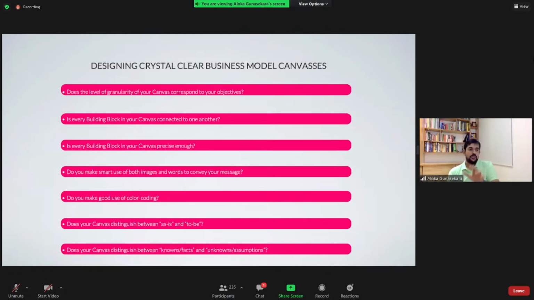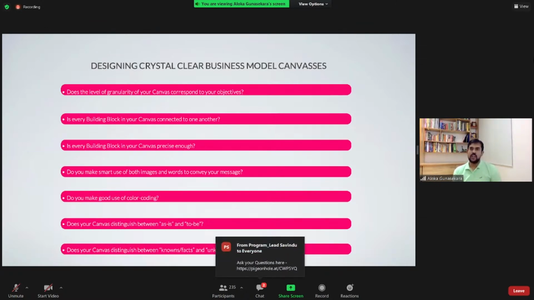Then, of course, distinguish between facts and assumptions. This is really important. I can give you an example where a couple of years back, a startup came to me and they wanted to do this education platform. It's a really, really good idea. And these guys were trying to come up with this particular platform.